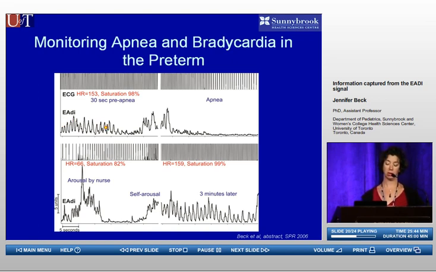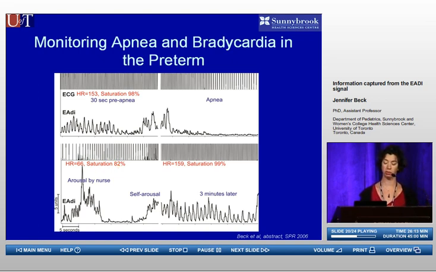And you can see here the typical chaotic breathing pattern I showed you before. Heart rate's about 150, baby's saturating well. And then a few minutes later, you can see that the diaphragm is completely silent during this period. And what you also see during the apnea is that the heart rate starts to go down. In fact, the heart rate went down to 66 in this baby. Saturation fell to 82, and I called the nurse over because this was the first time I'd seen this.